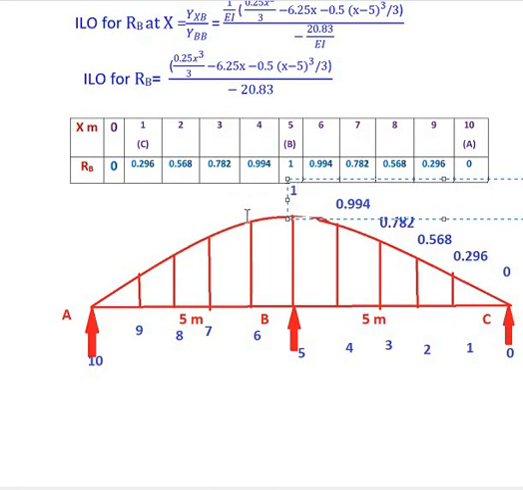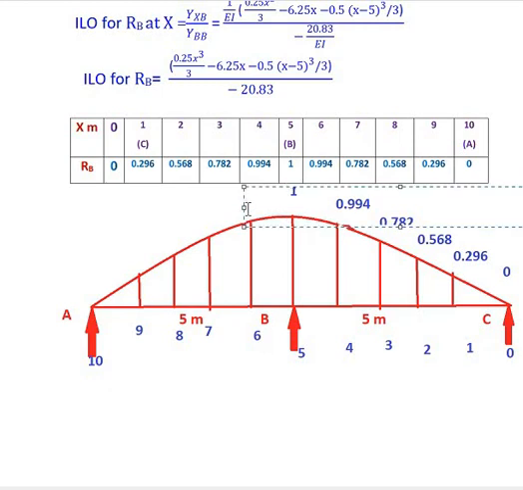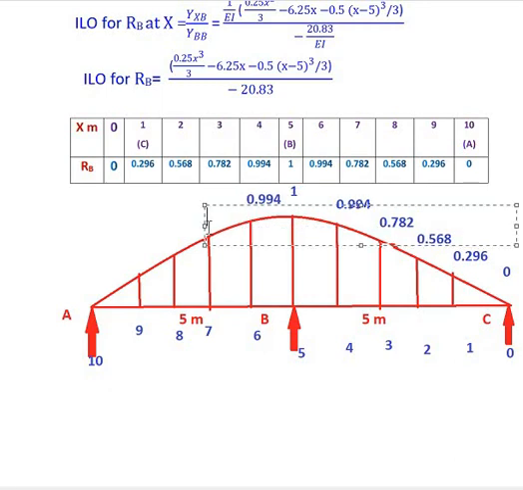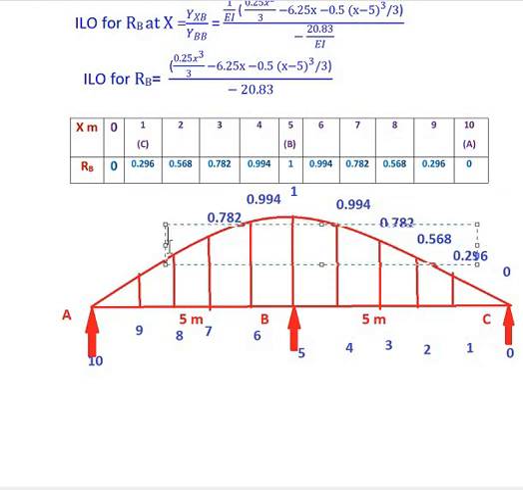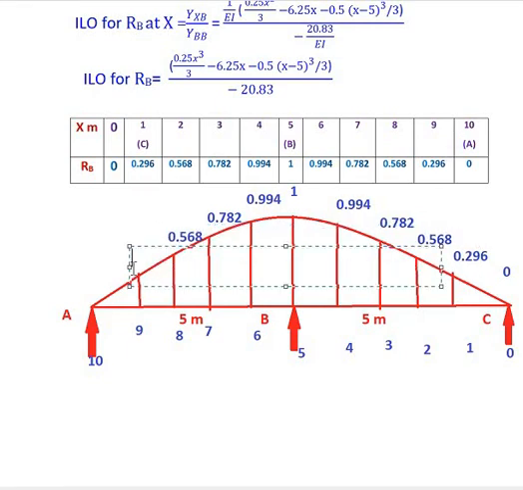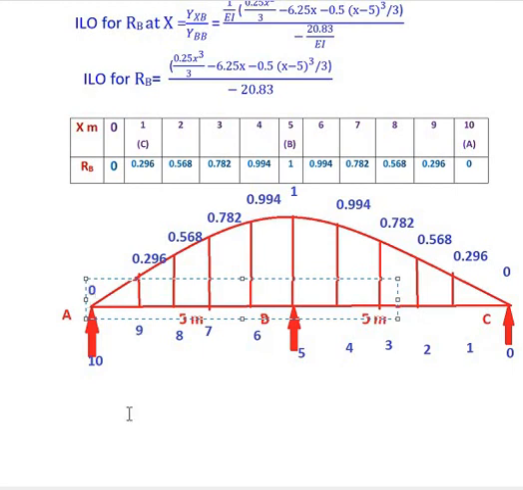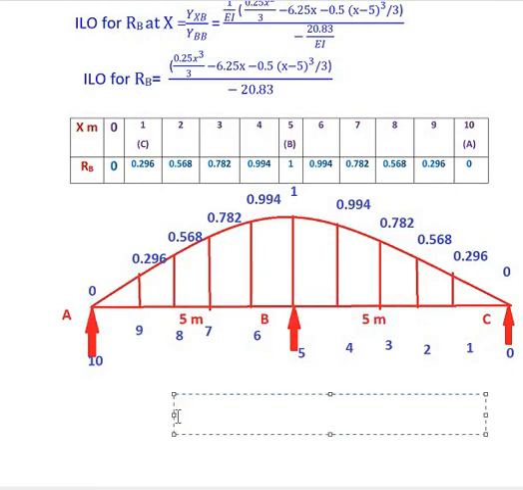At 6 meter the value is 0.994, and at 7 meter distance the value is 0.782, and at 8 meter distance the value is 0.568, and at 9 meter distance the value is 0.296. Finally at the support A the value is 0. So this is the influence line diagram, ILD, for the reaction at B.